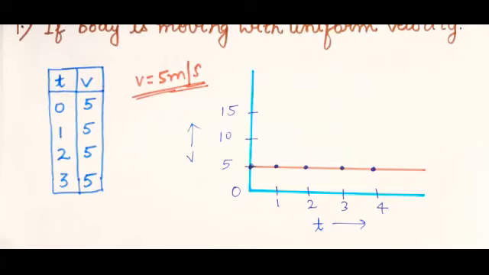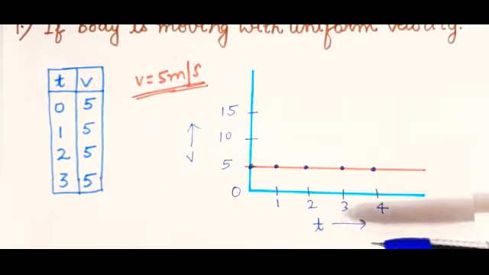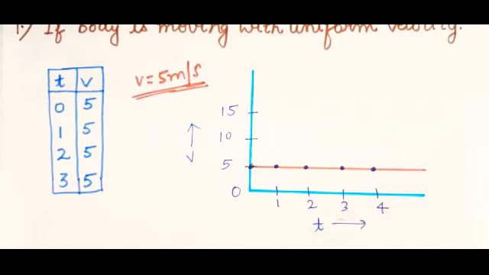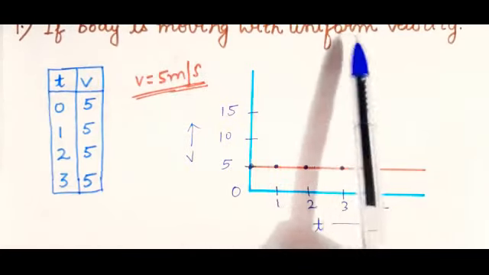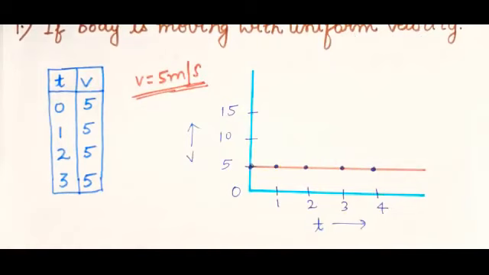Okay. Now join these points. What will you obtain? You will obtain a straight line which is parallel to the time axis. I repeat, in velocity time graph, you will obtain a straight line which is parallel to the time axis. In which case? In the case when the body is moving with uniform velocity. So are you clear about the first case?